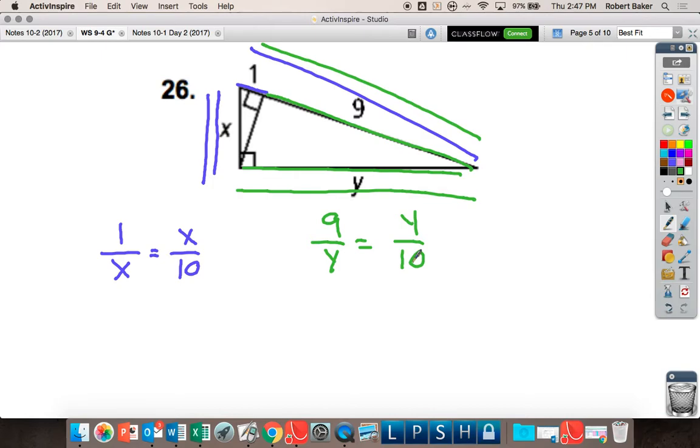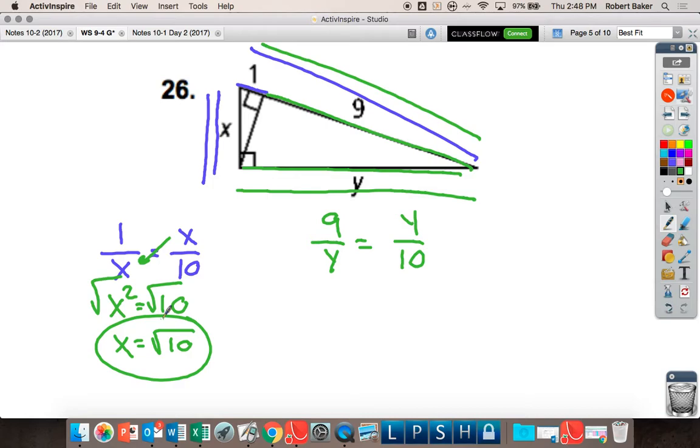For sure. Not going to stop you. This is just faster. So now we're at the point where we have to solve for X and Y. So X times X equals 1 times 10. How do you get X by itself? Can that be simplified? No, so that's our answer. Okay, on the Y side, Y times Y equals 9 times 10.